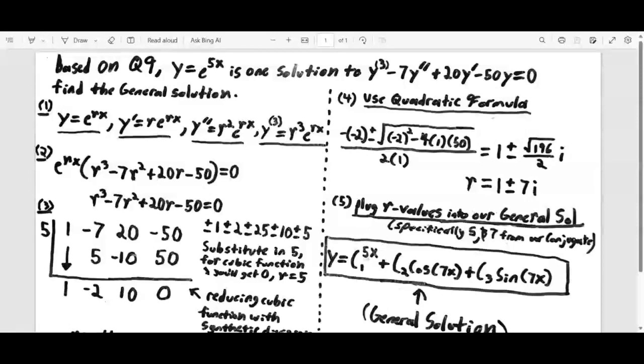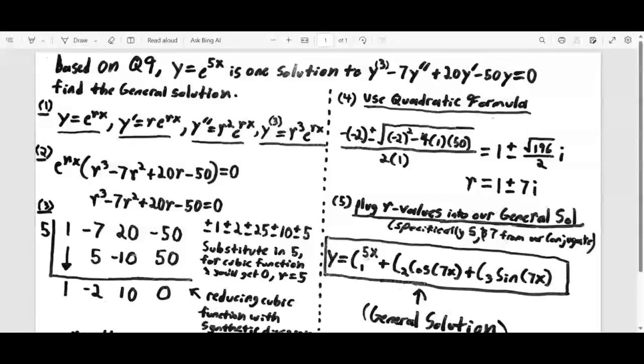And I solved it by first stating that y is equal to e to the rx, and then from then on you can see that the derivatives are going to eventually expand from r e to the rx and so on. And then the second step that I did was I factored out e to the rx, and then I have my expression, r to the third and so on, equals 0.